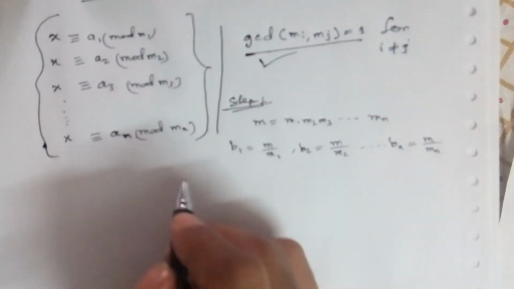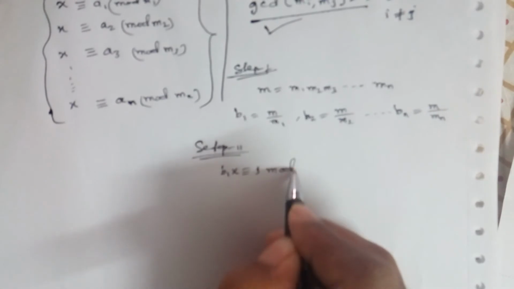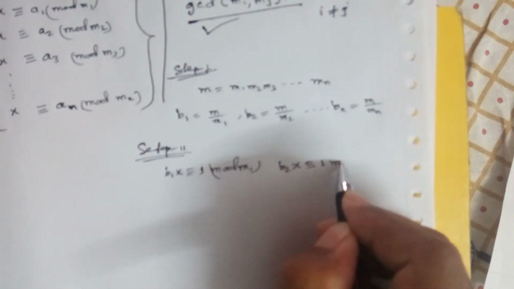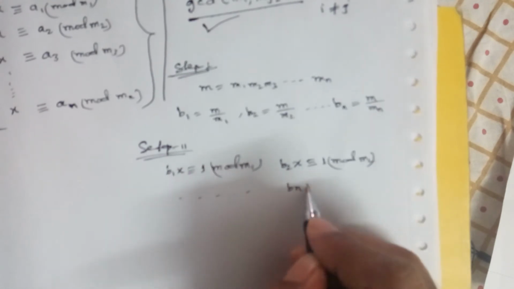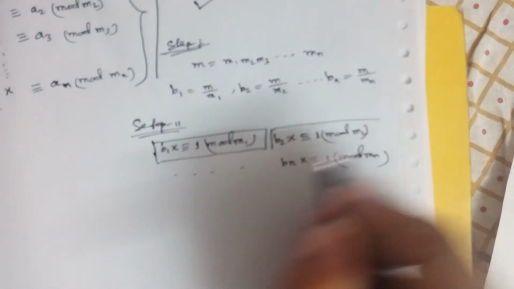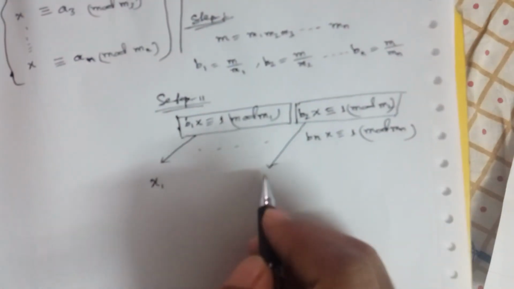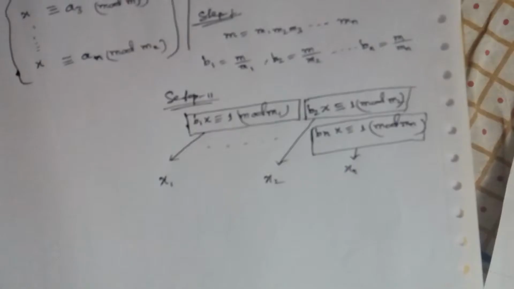And step 2: b1 x ≡ 1 modulo m1, b2 x ≡ 1 modulo m2, and so on, bn x ≡ 1 modulo mn. Solving these congruences, we get solutions. Suppose solving the first congruence we get a solution x1. Solving the second, we get a solution x2, and similarly for the last, we get a solution xn.